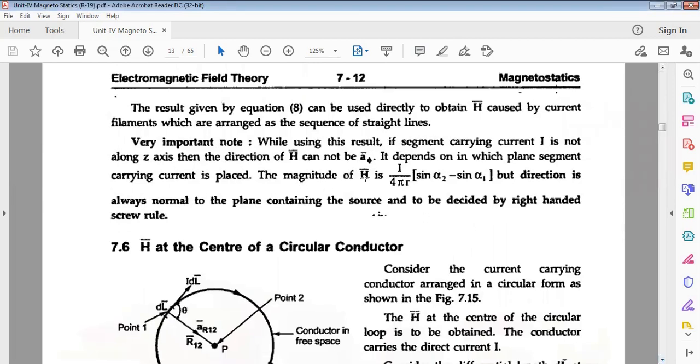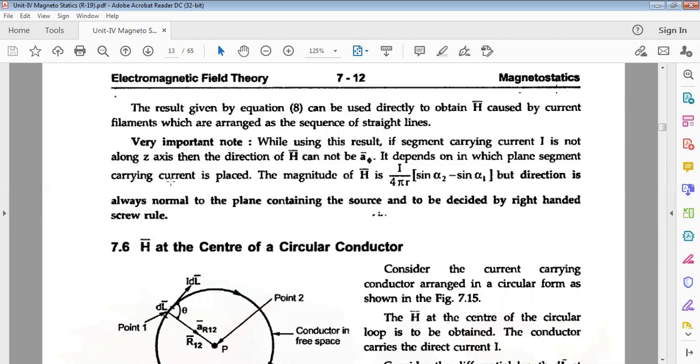So finally, the magnitude of H bar is I by 4 pi r times (sine alpha 2 minus sine alpha 1). But the direction is always normal to the plane containing the source and the point, decided by the right-handed screw rule, or the right hand thumb rule. And it is along a phi bar, because H bar cannot be along a z bar.